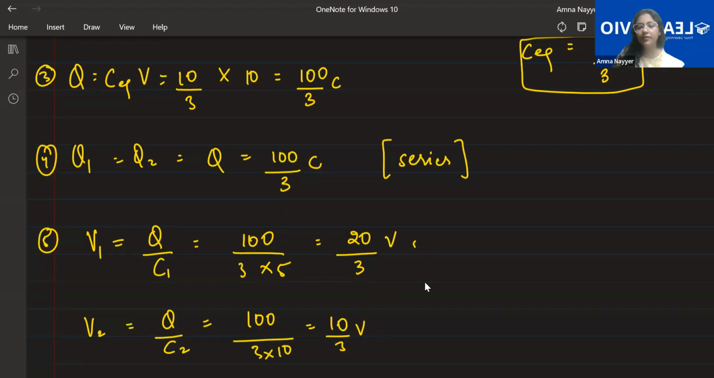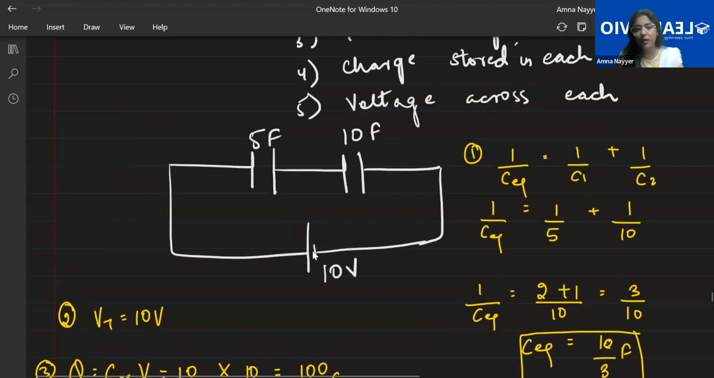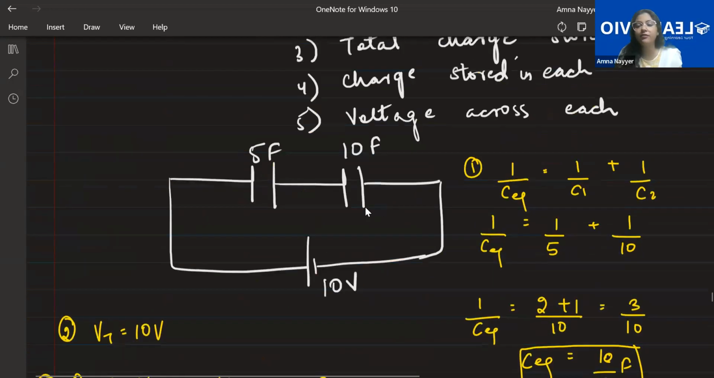Now, class, look at one thing. If I combine these both, potentials are different. Charges through each of them are the same, but voltage values are different. So if I add both of these, 20 by 3 plus 10 by 3, it will give me 30 by 3, which is equal to 10 volt. You are getting the 10 volt back, meaning the initial 10 volt was the total voltage through the circuit, and it got distributed as 20 by 3 in the 5 farad and 10 by 3 in the 10 farad.